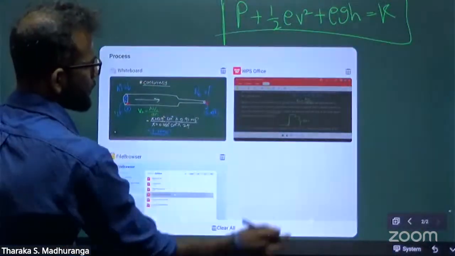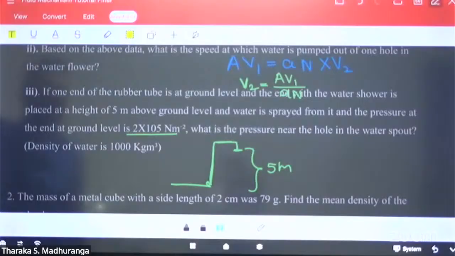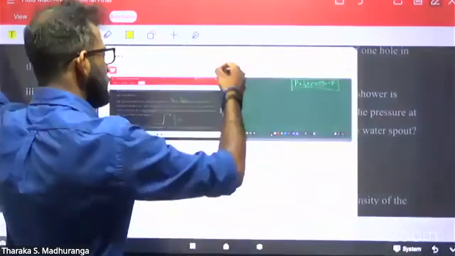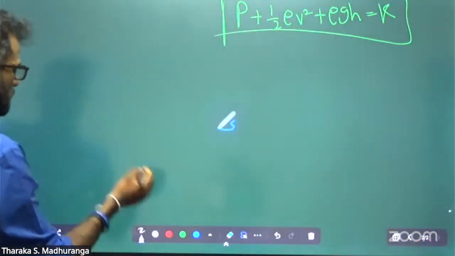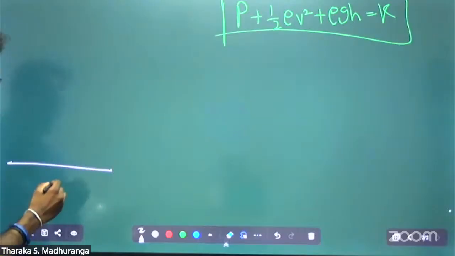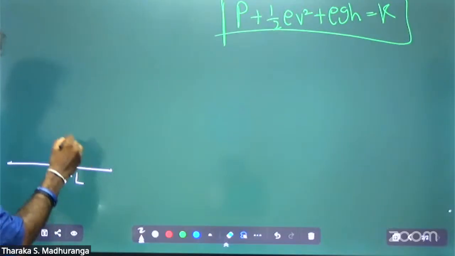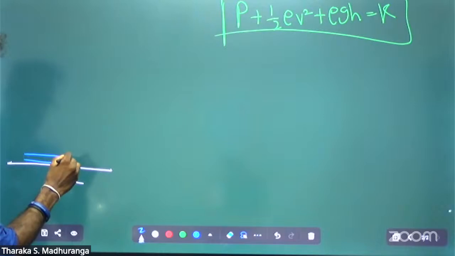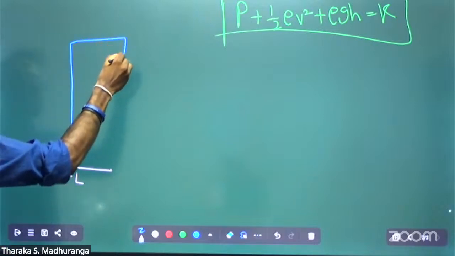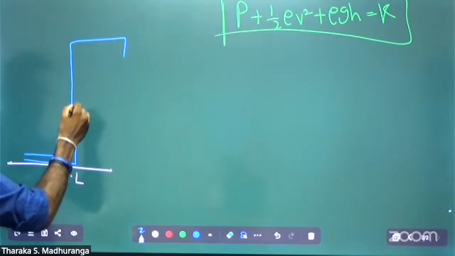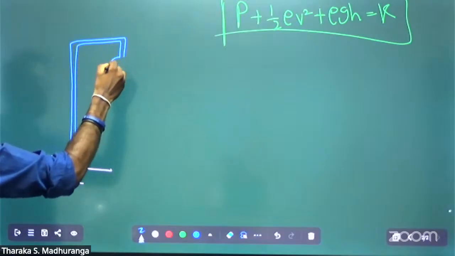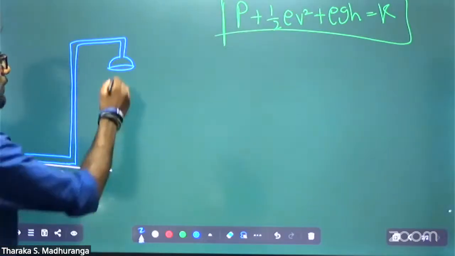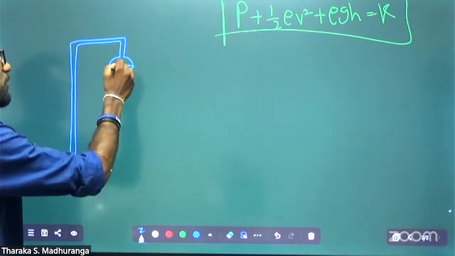Now, if you draw a sketch diagram, it is very simple. One end of the rubber tube is at ground level. I'm going to draw a sketch diagram; you can draw it on your paper. This is the ground level. And this is the water pipe, I'm drawing with blue color. It is going up, and this is the shower. They are small holes.